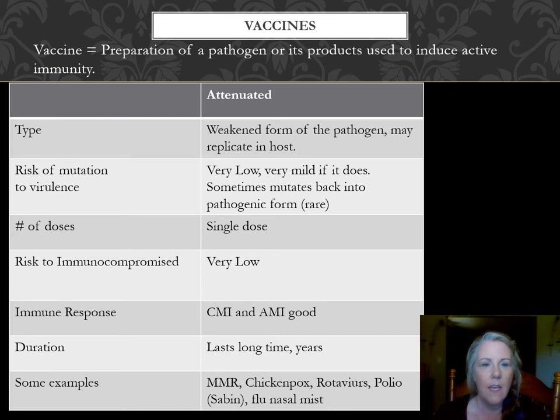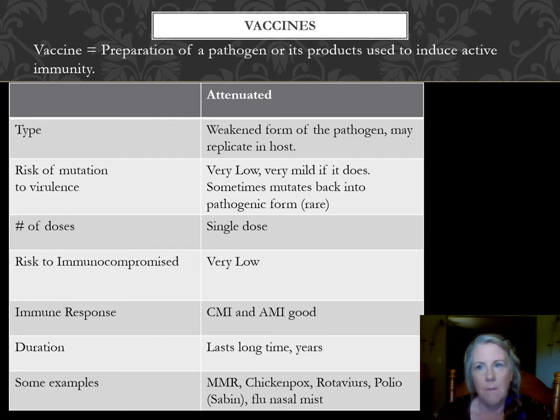Now, this type of vaccine, so onto our table, risk of mutation to virulence. So what is the risk? Now that we made it non-virulent, looks the same, but it's non-virulent, what's the risk of it going back the way it was? It's very low. And if it were to gain its virulence back and cause disease in humans, that disease would be really mild, nowhere near what it would be if they had acquired it naturally. But mutating to have those virulence factors back is extremely rare.